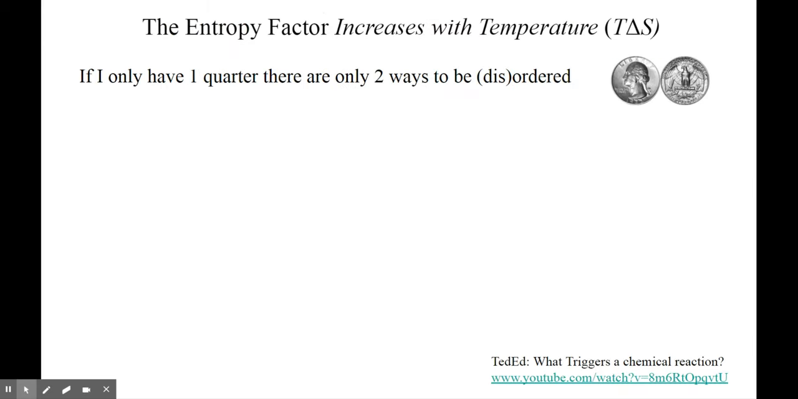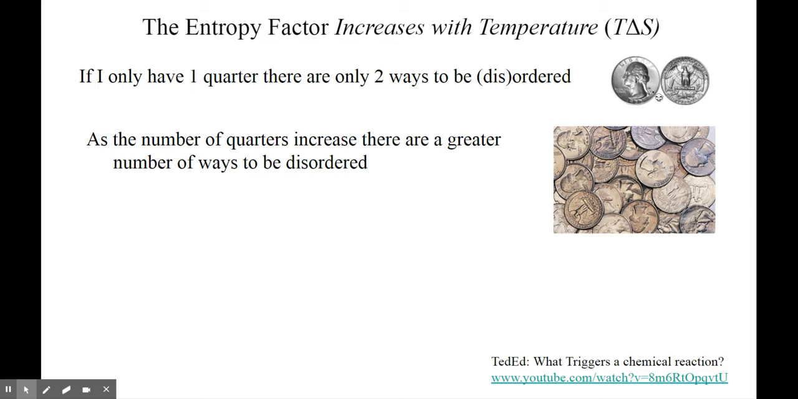Now, the way I've always thought about it is, again, think of these two quarters. You could flip them in one direction, and you could either get two heads, or one head, one tail, but there's not that many ways for it to be disordered. Now imagine if you have 100 quarters. So there is a much greater number of ways for them to be disordered. And so when you add more quarters, you're making the distribution of up and down, heads and tails, greater and greater.